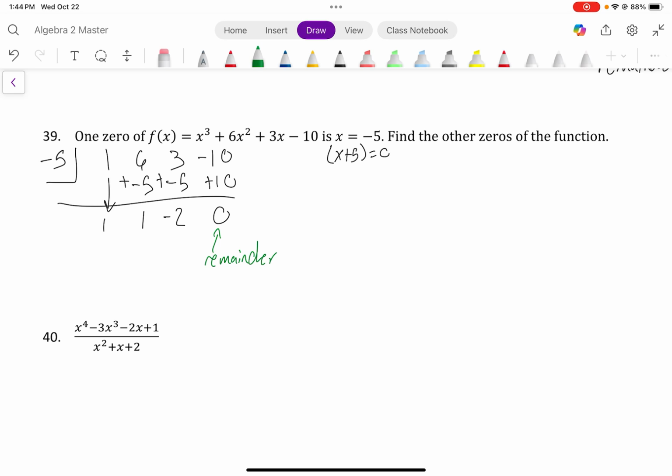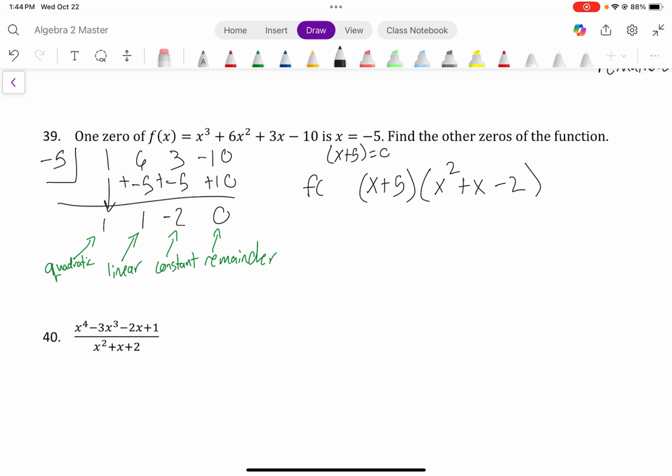I need it to be 0 for me to have done this correctly, because I'm told that x equals -5 is a solution. Here's my constant. There's my linear. And there's my quadratic terms. So I'm going to have x plus 5 times 1x squared plus x minus 2. That's what f of x equals.